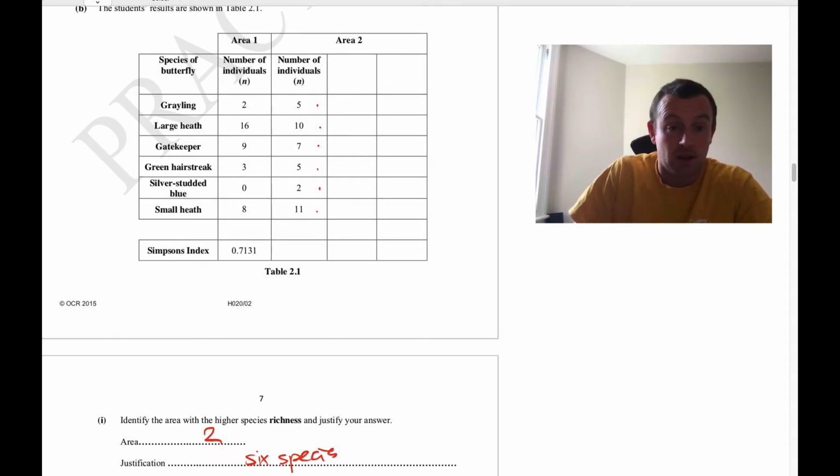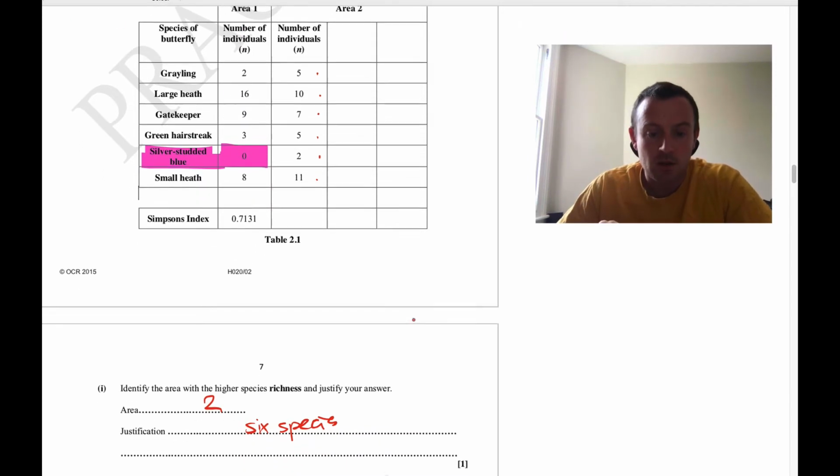Because if we look over here, this species is not present. The silver-studded blue is not present in area 1. So area 1 only has 5 species. And that's what you need to say.